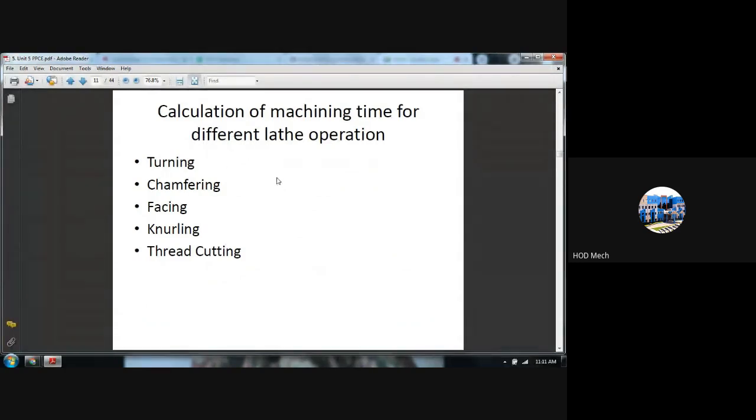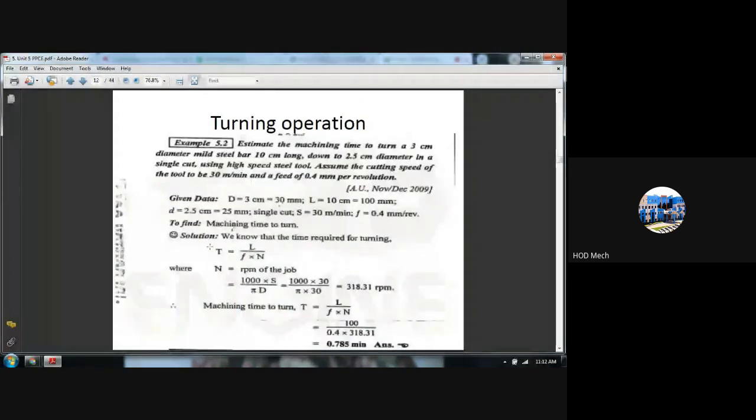Now, in lathe operation, you have 5 different types: turning, chamfering, facing, knurling, and thread cutting operations. And for all these 5 types of operations, you should be able to estimate the machining time. Always remember when you go for a problem that you have to remember the basic formulas. The problems will be very simple, but not to the maximum level. You cannot expect a 14 marks problem. It may be a subdivision of 1 or 2 marks, but the application of the formula is very simple.